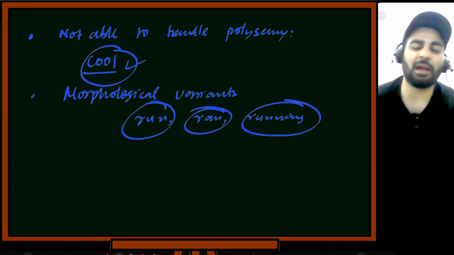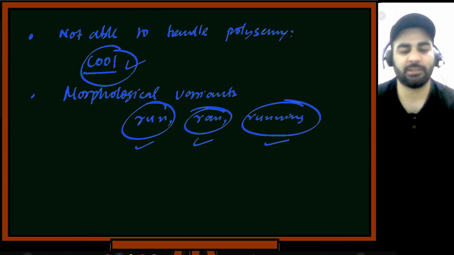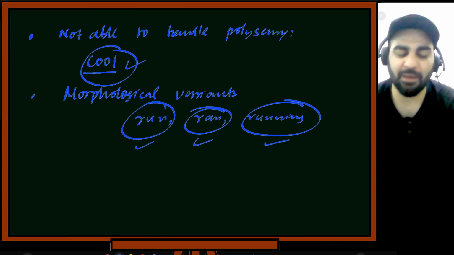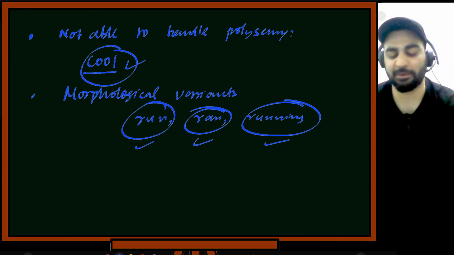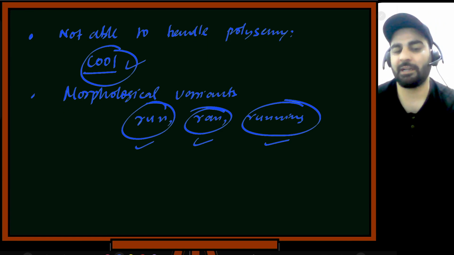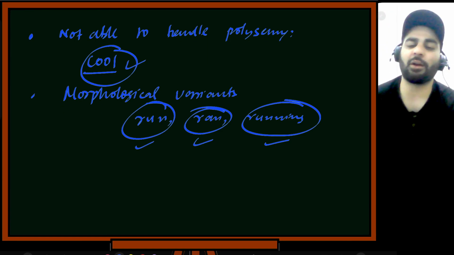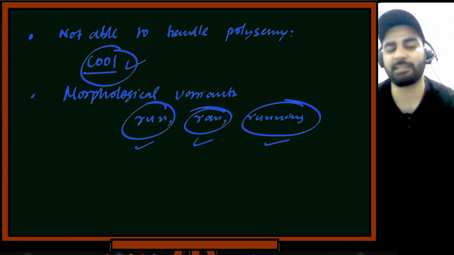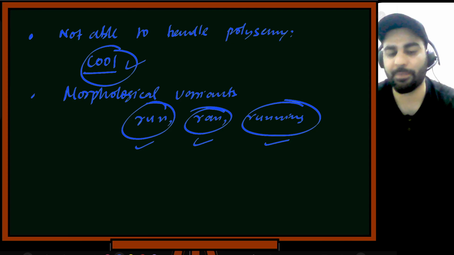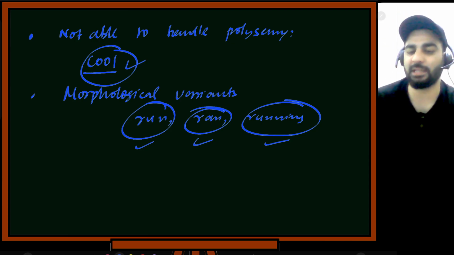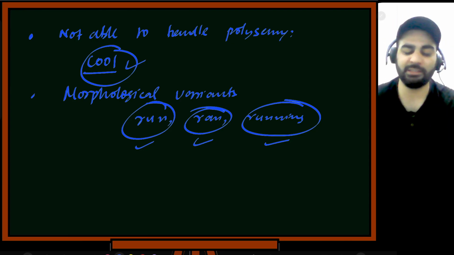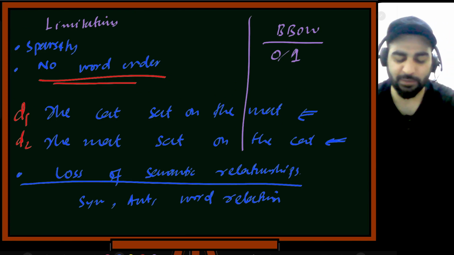And bag of words treats them as entirely different words. It doesn't care that the root word is the same and they have a similar meaning. It lacks the ability to handle morphological variants. Bag of words treats different morphological forms as different words. You see run, running, ran, it says these are separate entities, because it fails to capture the underlying semantic similarity. These are limitations, and there will be many more limitations than that.